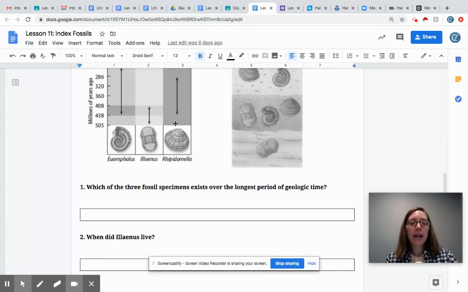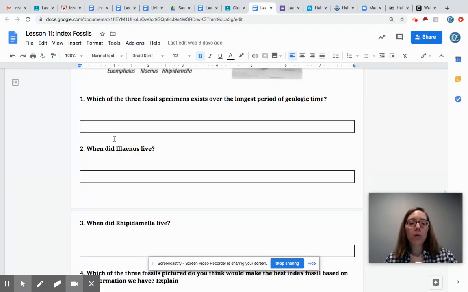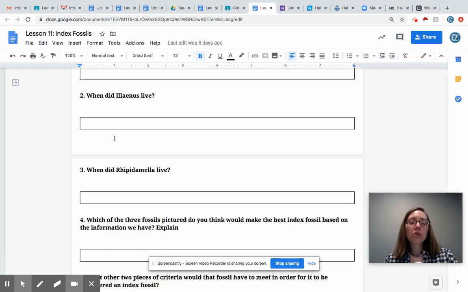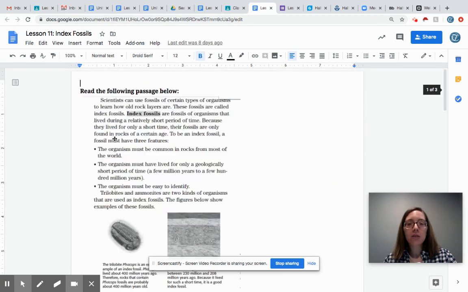When did Linnaeus live? Look at Linnaeus and use the arrow to answer that question. And then when did Ripidemila live? And of those 3, which do you think would be the best index fossil based on the information we have? What other 2 pieces of criteria would that fossil have to meet in order for it to be considered an index fossil? Think back to the reading. The reading is going to help you on this.